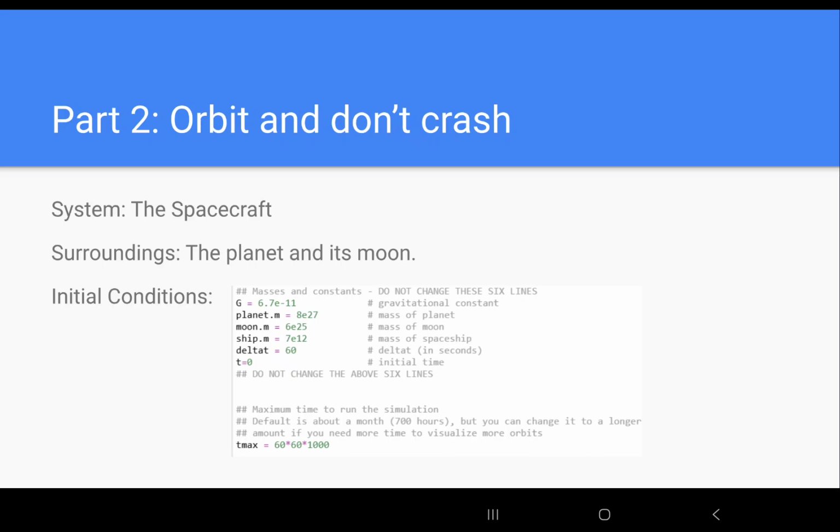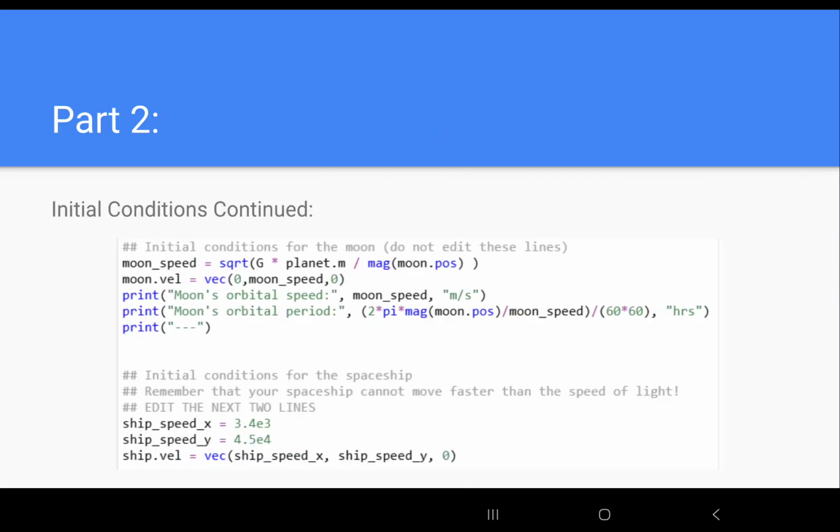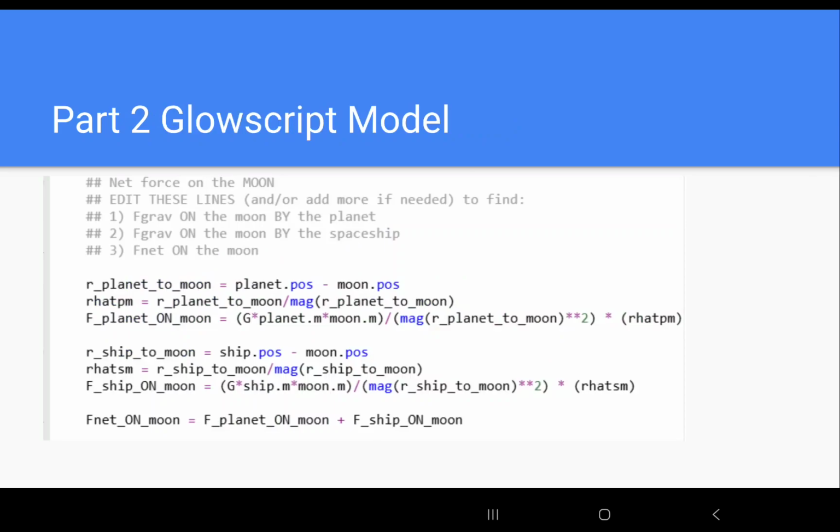For part 2, our system is the spacecraft, and the surroundings include the planet and its moon. And we can see the initial conditions in the code on this slide. And here we have more of the initial conditions, where we have the initial x velocity to be 3.4 times 10 to the 3, and then we have the y component being equal to 4.5 times 10 to the 4, and it's in scientific notation.